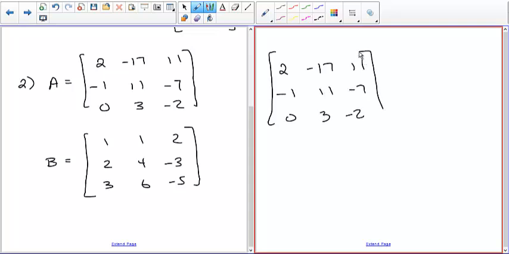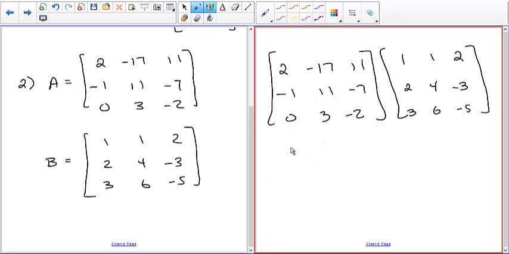We're going to take that and multiply by its inverse, and we should end up with the identity matrix, which has zeros everywhere except ones along the diagonal. And again, they have to be square matrices, which means the number of rows equals the number of columns.